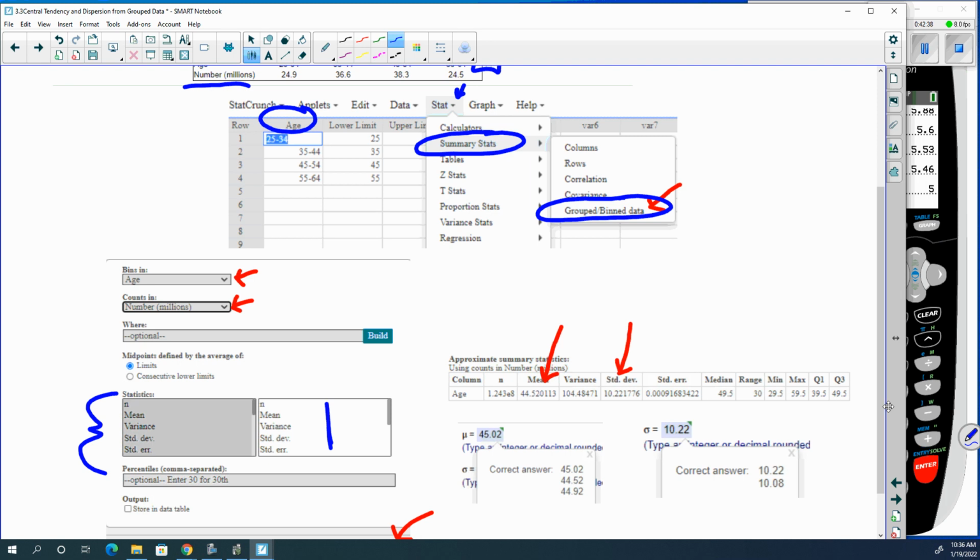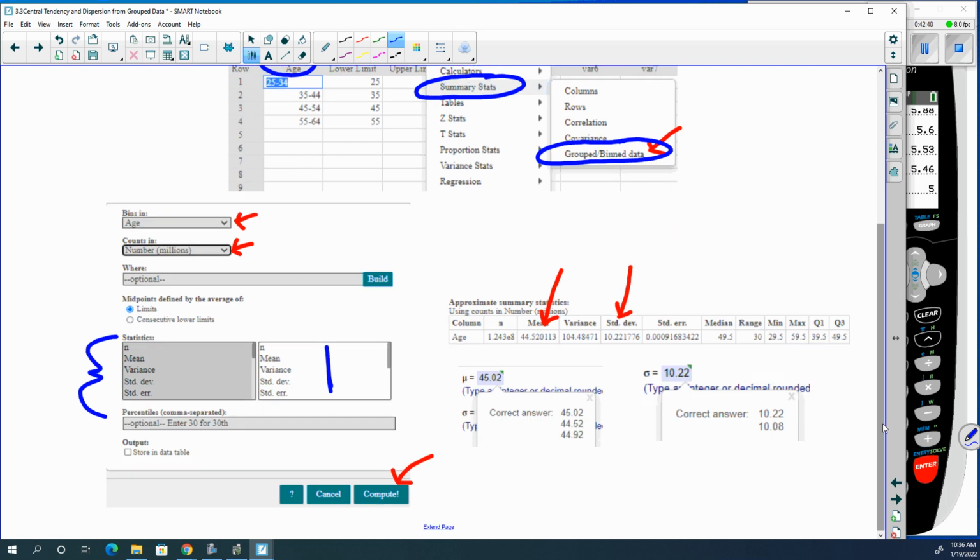I don't mind seeing extra, so I would just leave it as long as it's showing what I need, and I need the mean and the standard deviation. Then I hit the compute button at the bottom, and it tells me my mean and my standard deviation. Now on this one, I have what the answer in MATLAB says it is. It says 45.02, but my mean said 44.52, which was a little different.